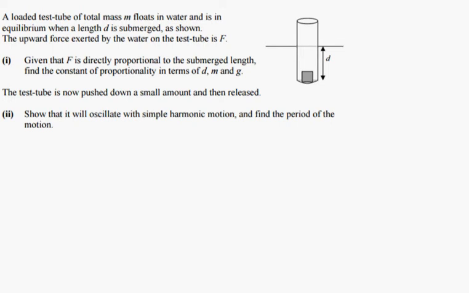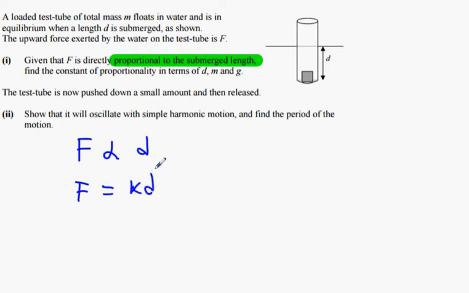Now this is very important. The language here, it's very physicsy, okay? Directly proportional to submerged length means the following. You do this in physics all the time. F is proportional to d. F therefore equals kd. Okay? And find the constant of proportionality in terms of d, m and g.